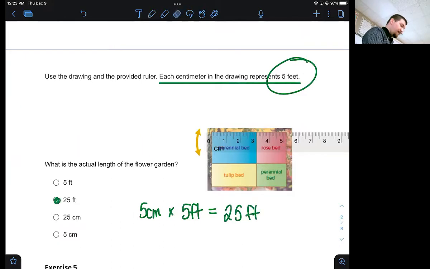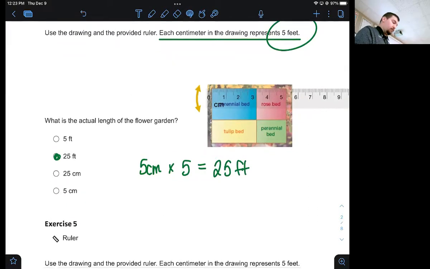So make sure you have work, even though your work was as simple as timesing by 5. I need to make sure that you timesed by 5 and didn't divide by 5. So make sure you also have the right label. There's more than 125 up there. Make sure you have the actual length being 25 feet, not centimeters. 25 centimeters is not very long. There's about 25 of them on this ruler. It's not a very big flower bed.